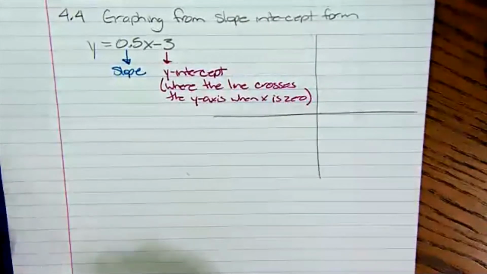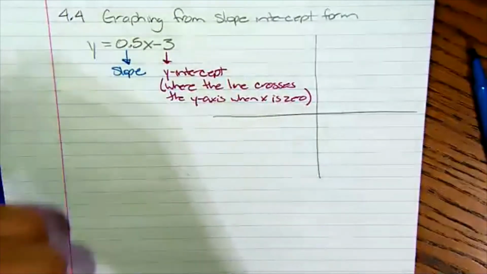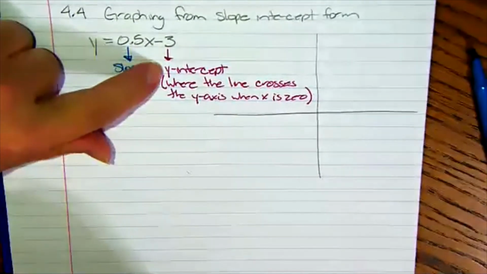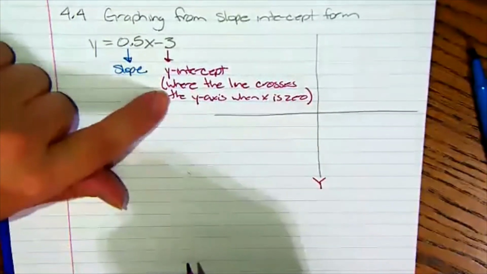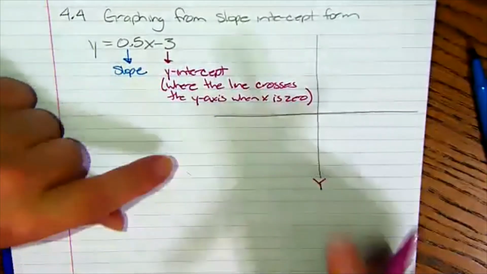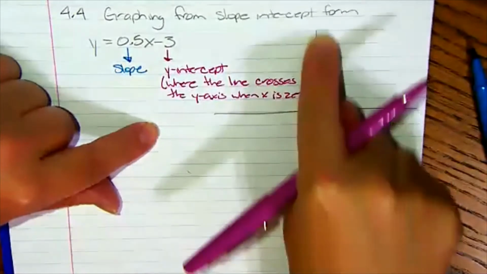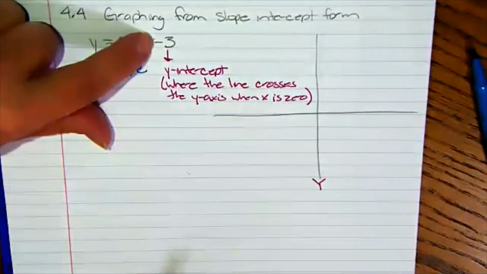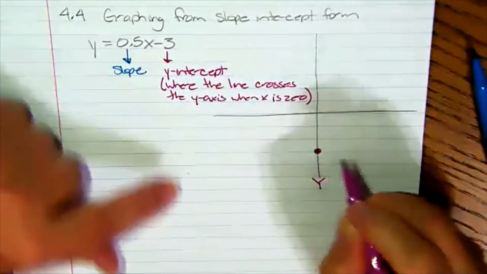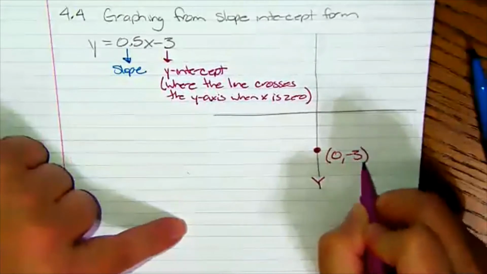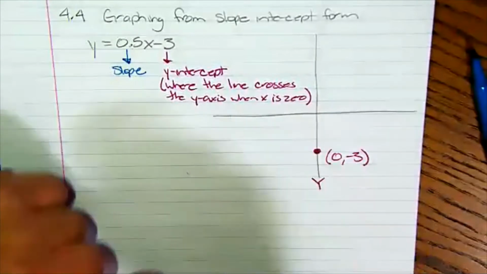So here's our graph. So the first thing I want to do is start with my y-intercept, where the line crosses my y-axis when x is 0. So if x is 0, where does the line cross my y-axis? Well, it's going to cross at -3. Right here. This is my y-intercept. When x is 0, y is -3.